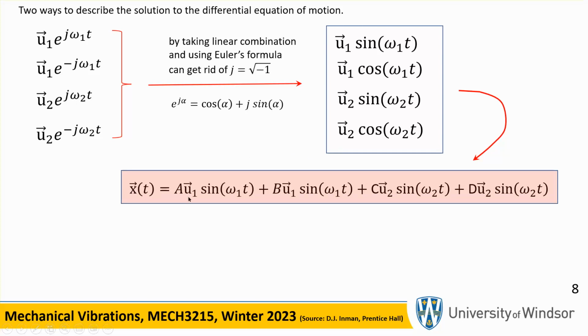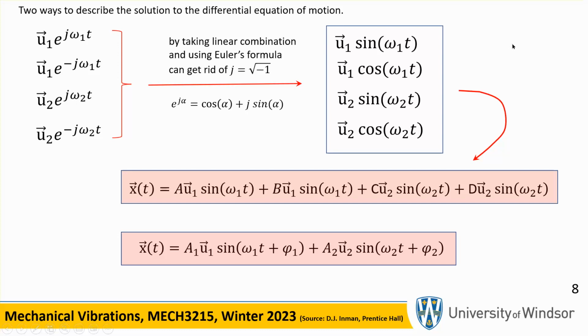So what is the total solution? It's a combination of these: A of this, B of that, C of that, D of that. Add them up. How do we find this A, B, C, and D? Remember, you need 4 conditions for initial conditions. Now, by the way, this is fine. There's nothing wrong with this.